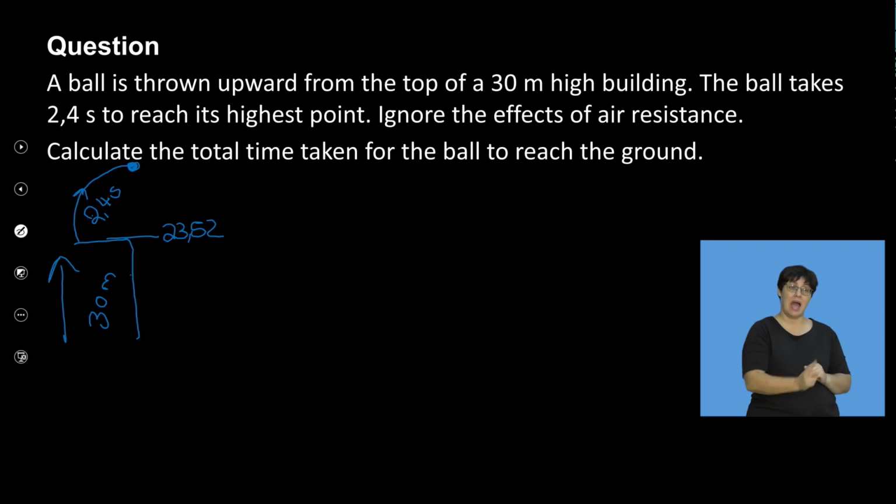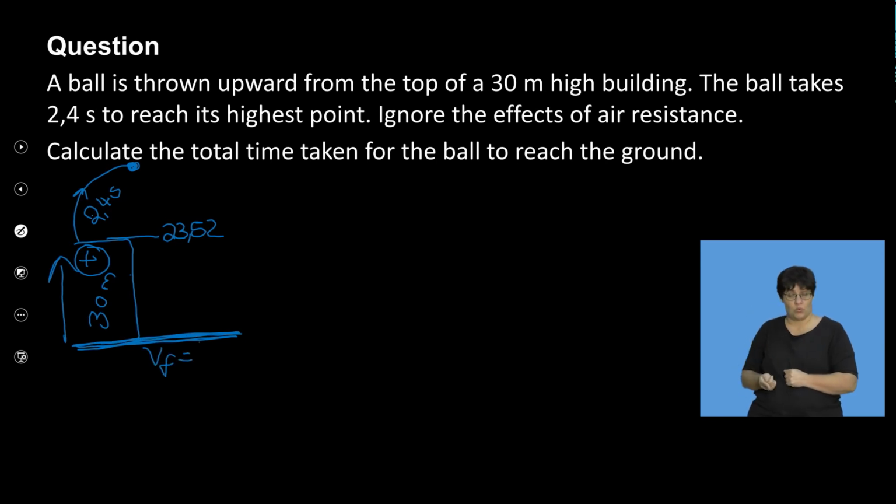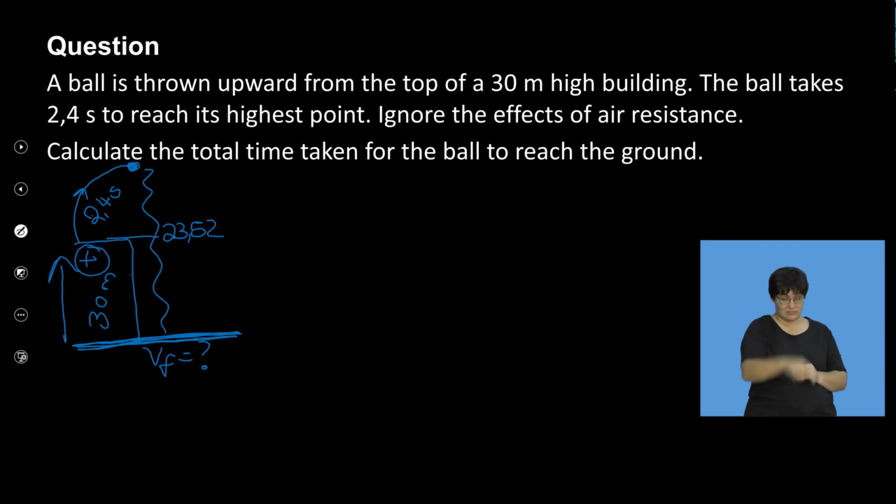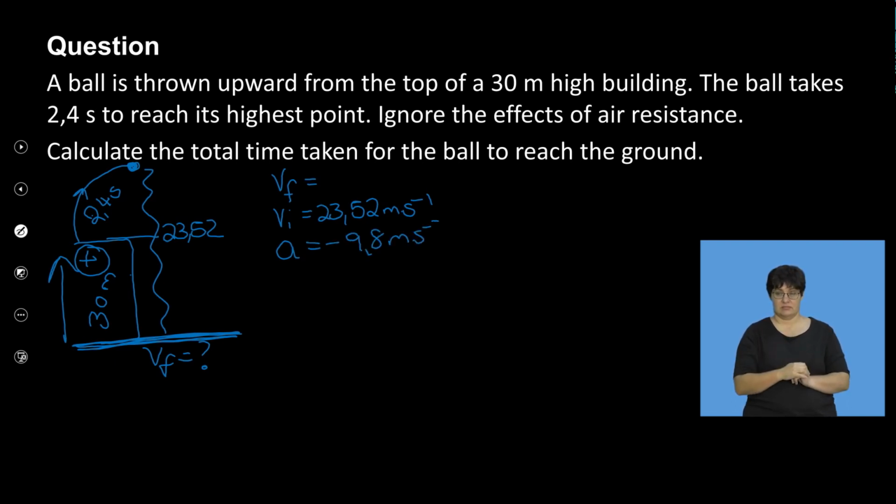So up was positive, and they want to know what's the time when it gets here on the ground. I don't know what that final velocity is. I also don't know what this full distance is. But what do I know? So if we look at this, we've got VF, we don't know it. VI, 23,52 meters per second, and it's up. A is minus 9,8. Delta T is what I'm looking for.